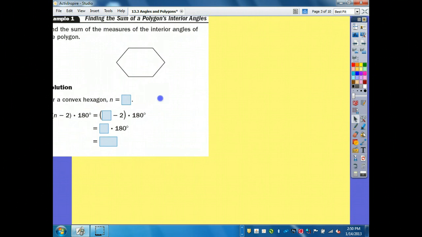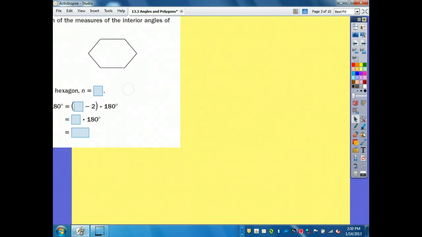I slid this one over to the side because for each one, no matter what, if it asks you just for the sum, I want you to find the sum, the interior, and the exterior, because it's just a couple extra punches on your calculator to find the answers for both. So, what kind of a figure do we have here?